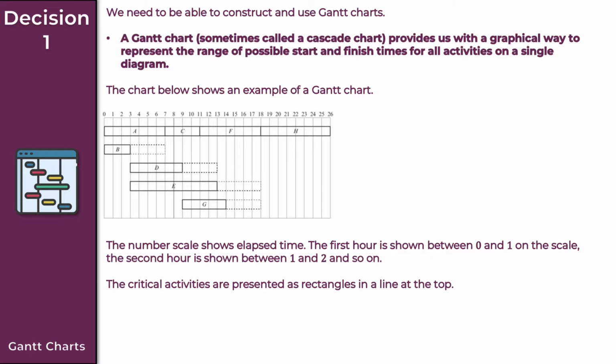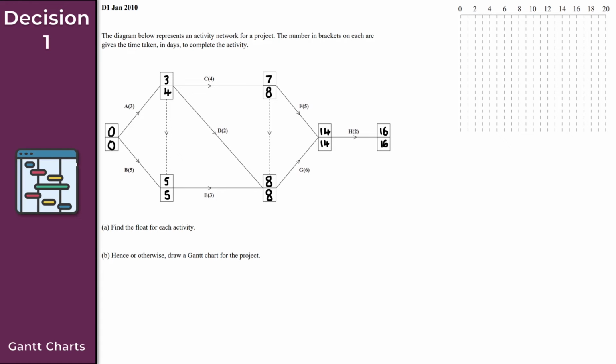So to finish with them, let's just work through a practice question together. So let's just get started then with this practice question here. Now what we're told here is the diagram below represents an activity network for a project, right? And you should probably recognize this from one of our previous videos when we had a look at the float of an activity. It's the exact same activity network. Anyway, the number in brackets on each arc gives the time taken in days to complete the activity.